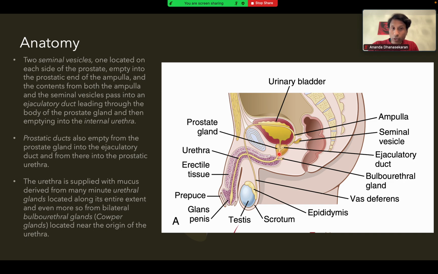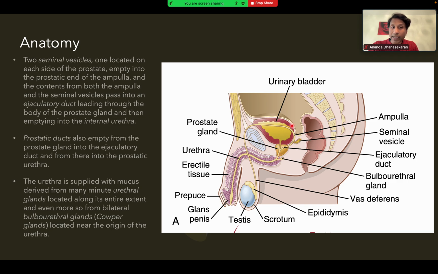Prostate is only a single organ. And the seminal vesicle also empties into the prostatic end of the ampulla. So the ampulla has got a prostatic end, and then it forms the ejaculatory duct. The ejaculatory duct opens into the urethra. So this is the urethra.